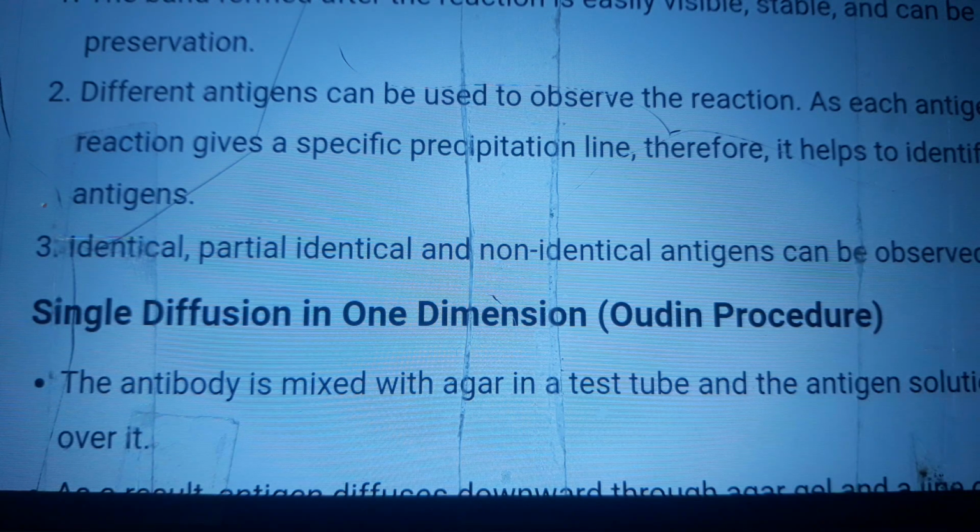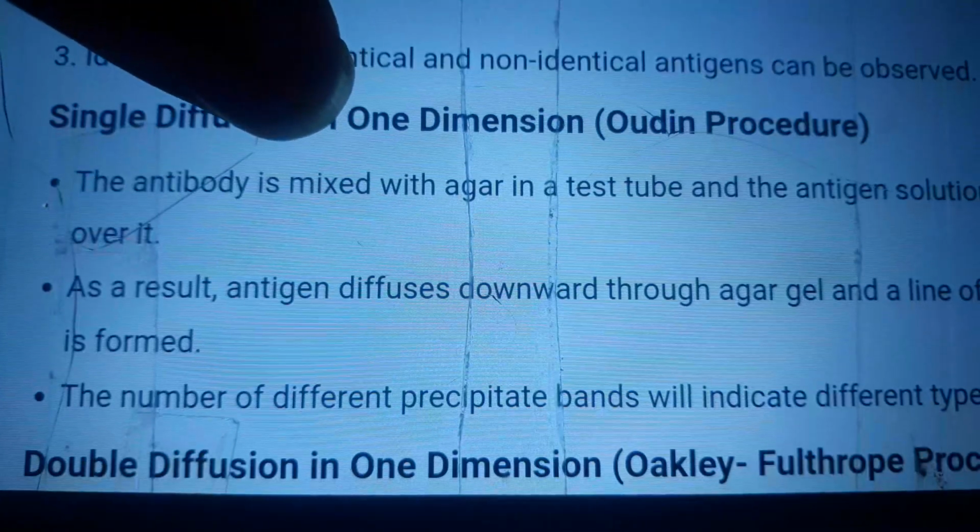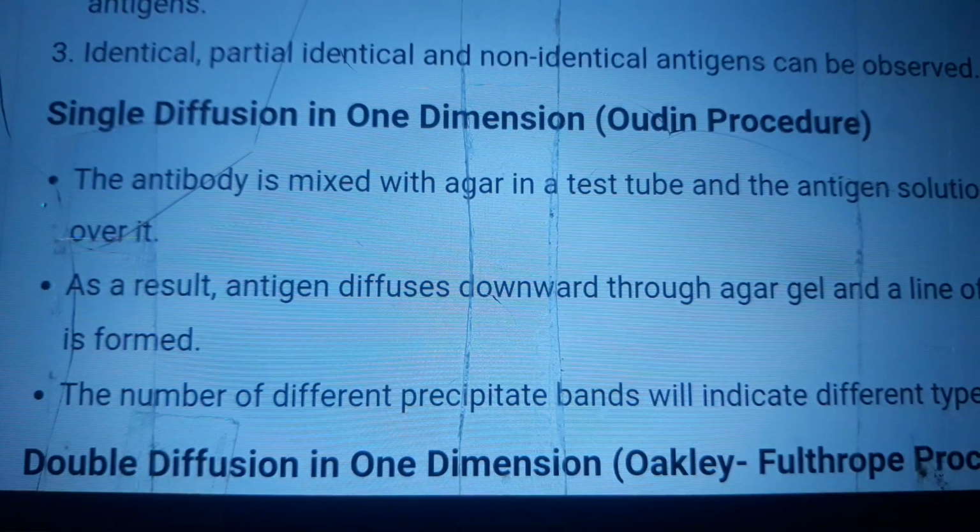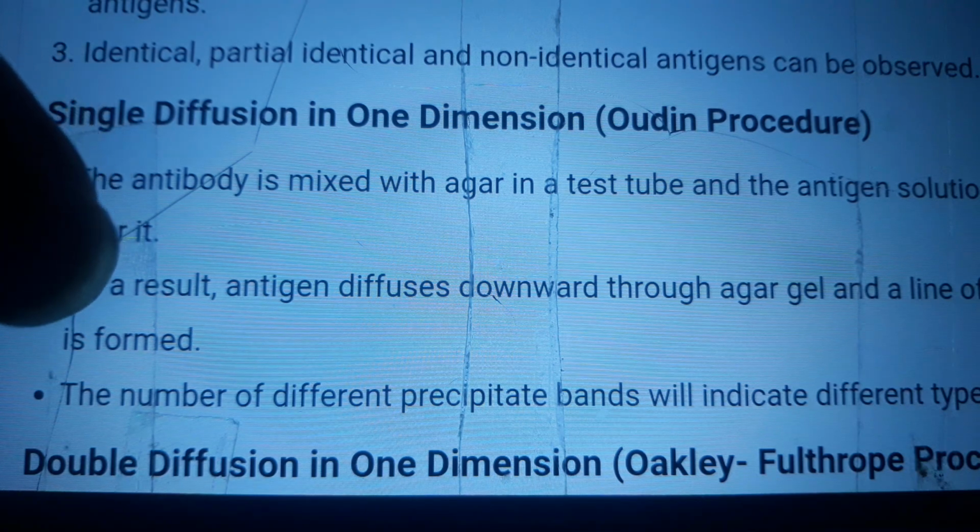Different antigens can be used to observe the reaction, as each antigen-antibody reaction gives a specific precipitation line. Therefore, it helps to identify specific antigens. Identical, partially identical, and non-identical antigens can be observed. Single diffusion in one dimension, the Oudin procedure.